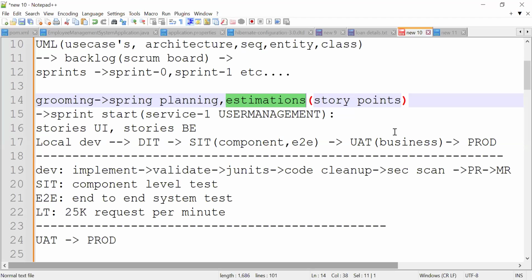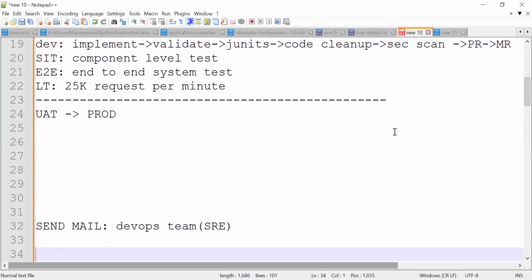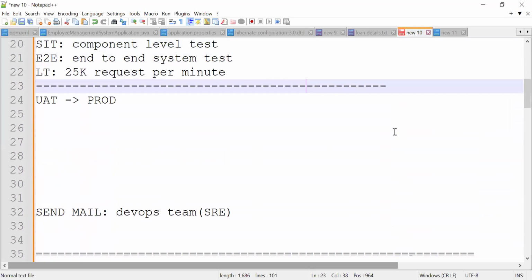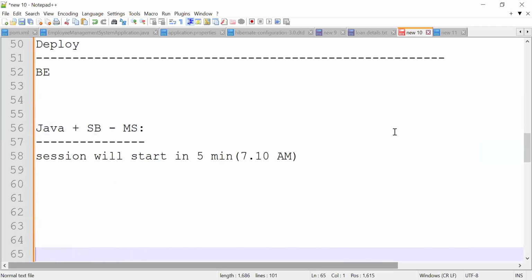Once people agree, okay, correct, as he said, this story really requires this many points, let's take it forward. So that is how we do all this before we go into development. We are very much interested in direct development. We jump into code.